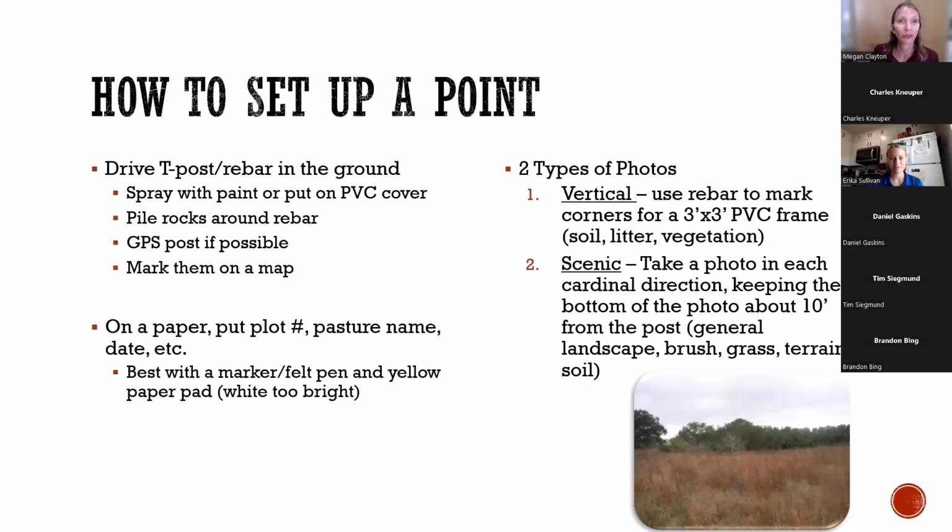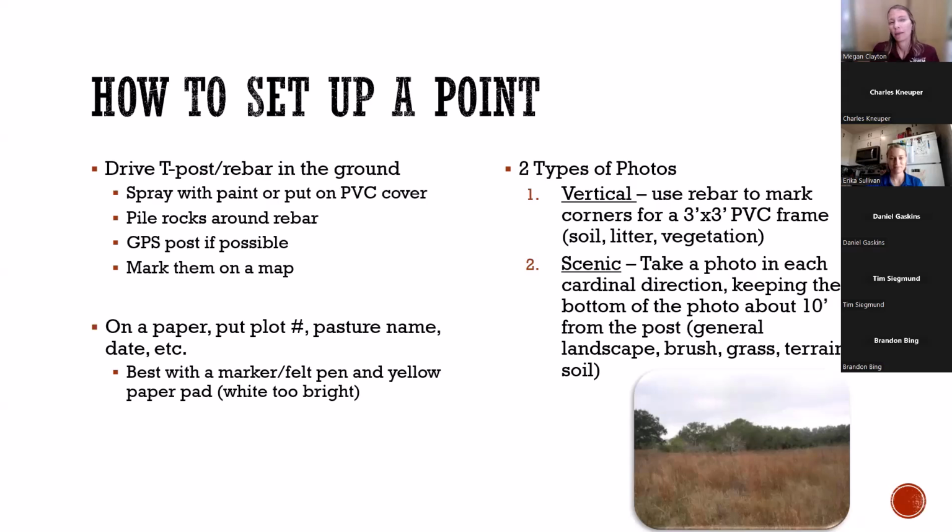If you're a welder, you could weld yourself a 3 foot by 3 foot frame, but the white PVC makes for a nice outline in the photos. You'll lay that down to where the rebar is in the corners of your frame. And that's the site that you're always going to take your photograph straight down at the ground in.